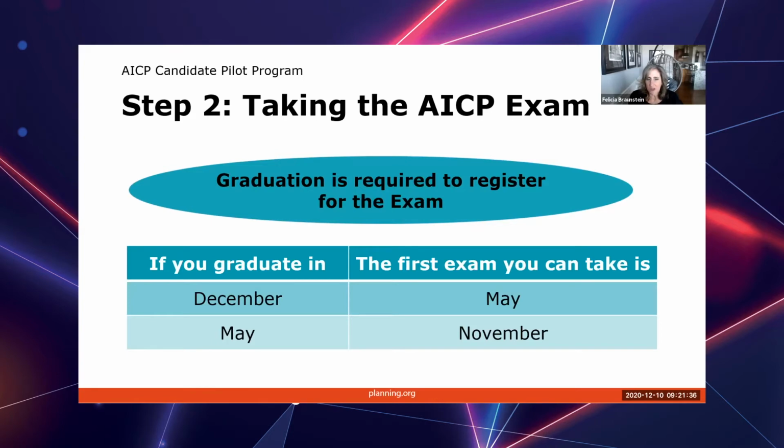Okay, so we know that the big question that students have is, when do I get to take the exam? And because you have to graduate in order to take the exam, that's how we set this little chart up to make it as easy to understand as possible. So if you graduate in December, the first exam you could take is in May. And if you graduate in May, the first exam you can take is in November.